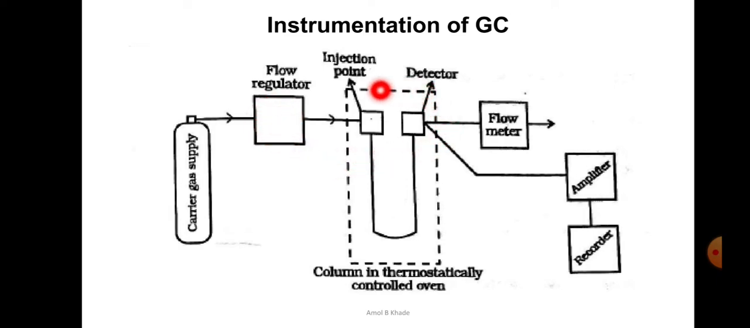Then we have the thermostat, and in this thermostat the column is kept because we need to maintain the temperature, as it is based on volatility. Then we have the sample injection port, which is just before the column, and at the end of the column we have the detector system. Then we have a flow meter, which measures at what flow rate the carrier gas is moving through the column, and then we have the amplifier and the recorder. So this is a simple schematic diagram which indicates how the instrumentation of GC is arranged.